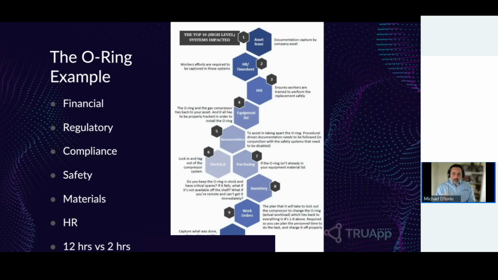And this begs the question, what if you could streamline, what if you could automate the associated workflows and centralize the required data and all of its accompanying documentation for the job, so that the same O-ring replacement went from 12 hours, which is shown on this graphic, and did it in 2.